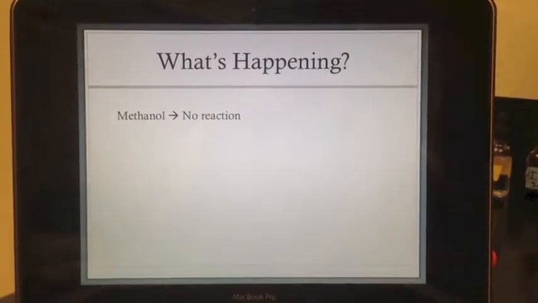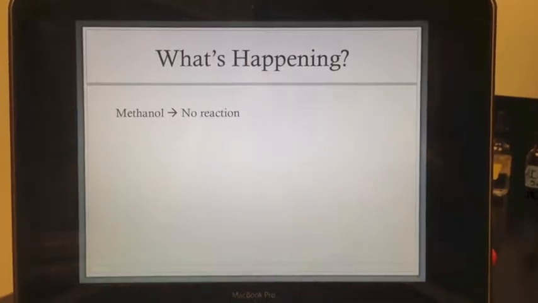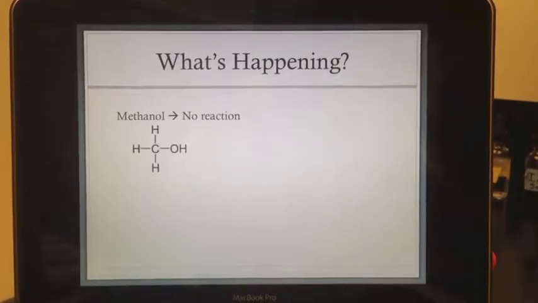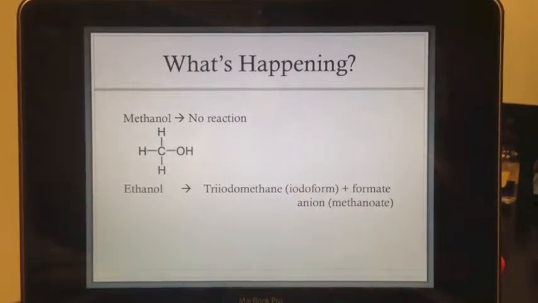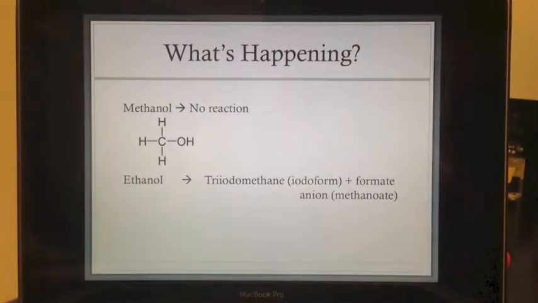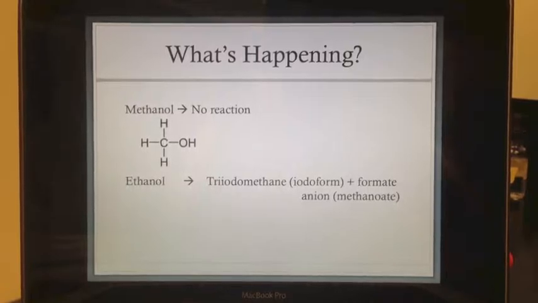Okay, so let's take a look at what happened. We said the methanol basically didn't react. This is the structure of methanol. And then we said the ethanol, what was happening is it's actually forming what's called triiodomethane.